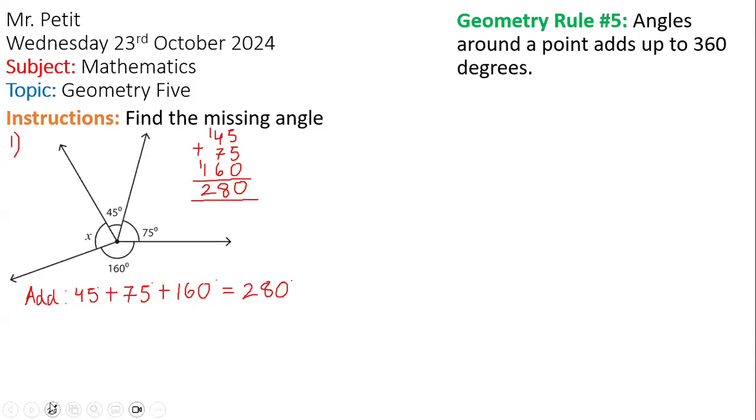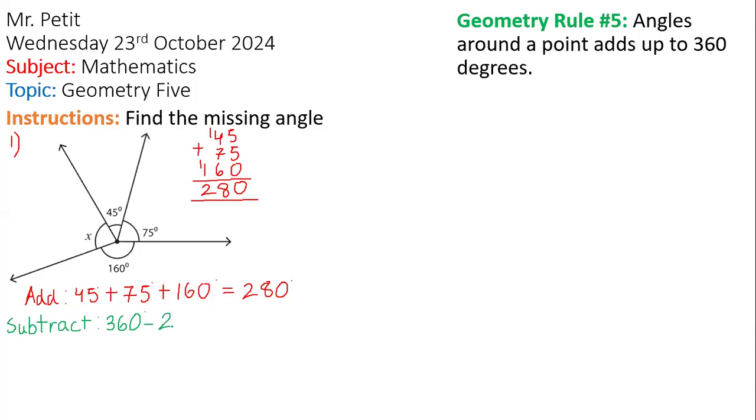What do you mean? You have to subtract. Very good. We have to subtract. What are we going to use in our subtraction? 360 minus 280. Why 360 in this case? Because all the angles around the point add up to 360 degrees. Very good. So 360 minus 280.